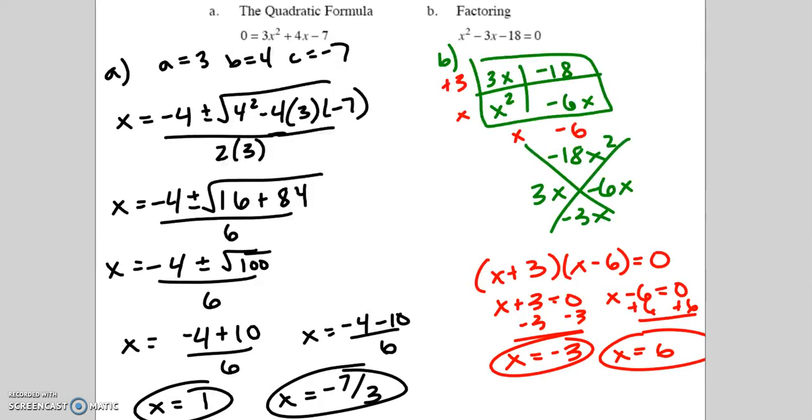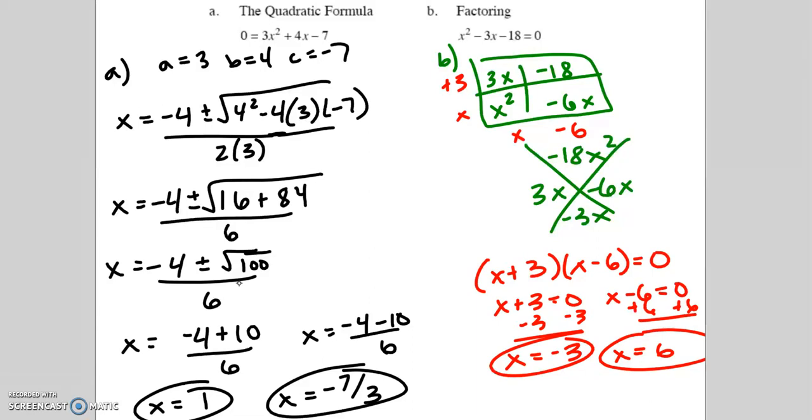Alright, for 125, you're going to solve each one using the specific method. Alright, so let's look at A first. We're going to use the quadratic formula. A equals 3, B equals 4, C equals -7. When I substitute all of that in, I end up with -4 plus or minus the square root of 100 divided by 6, which is -4 plus 10 divided by 6 and -4 minus 10 divided by 6. And when you simplify those, you get x equals 1 and x equals -7/3.